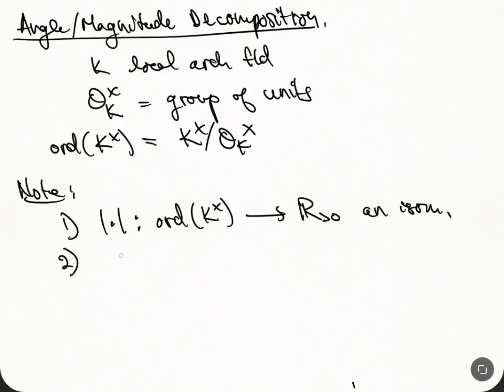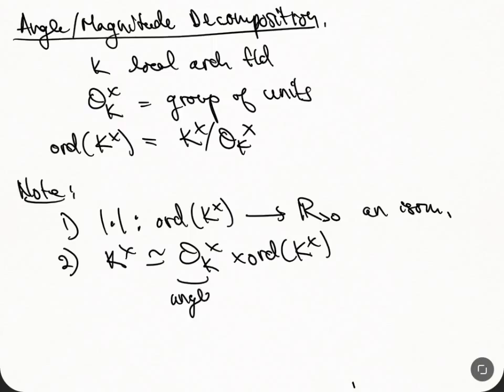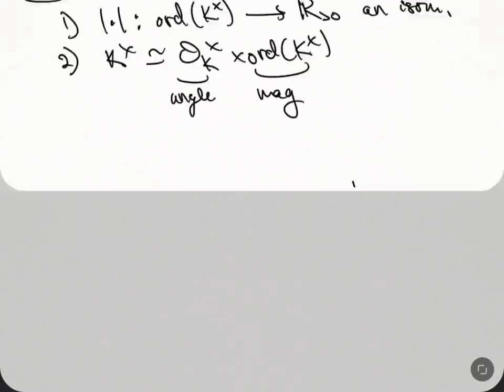The other thing we can do is that K star is going to decompose into OK star cross this order. This is what I meant by the angle magnitude. So this is the angle, and this is the magnitude. I'm just going to write down the standard examples. I'm going to write one example that deals with angle magnitude decomposition. The other thing I want to write down is to remind you that there's an interesting way to write down, so this is standard.